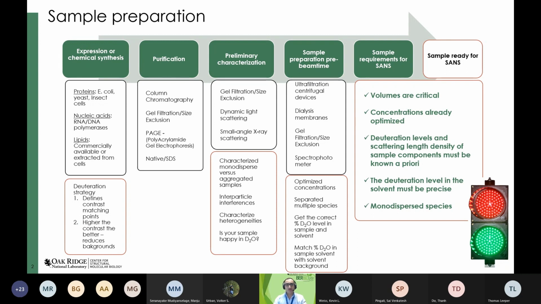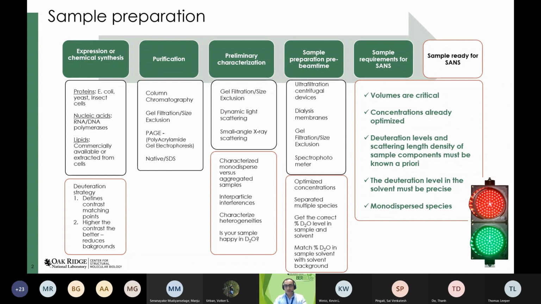So using gel filtration or size exclusion chromatography, dynamic light scattering, or small angle X-ray scattering, you can observe whether our sample is monodispersed or aggregated. Also detecting particle interference, which is going to cause an issue during the beam time, so we want to avoid that as much as we can. And also find out if our sample has some heterogeneities that you need to know about, so you can properly analyze our data after the beam time.